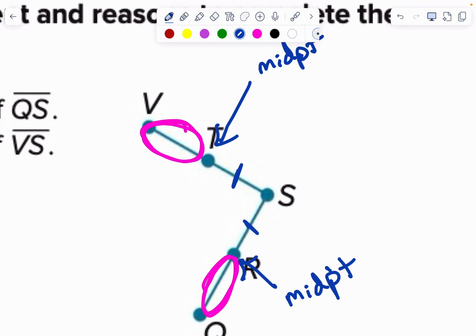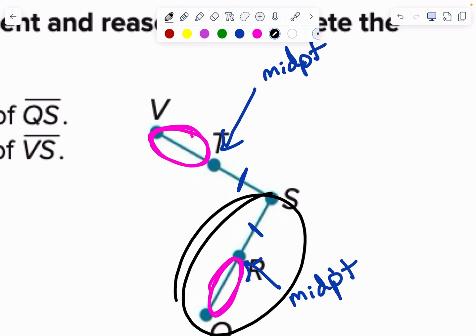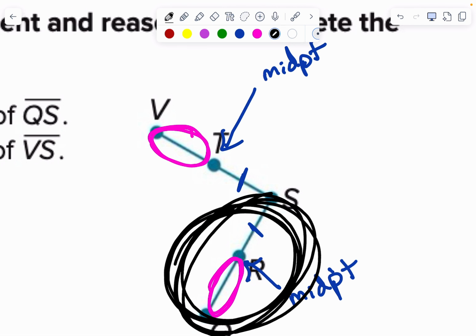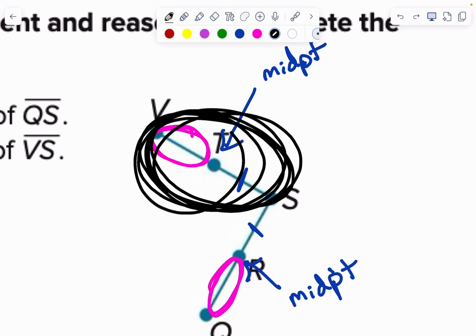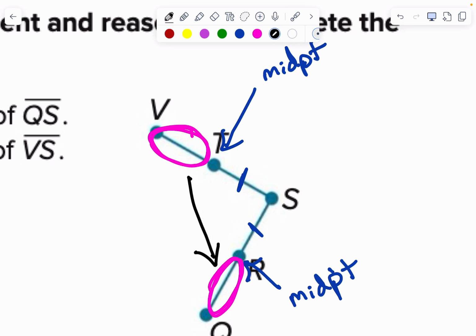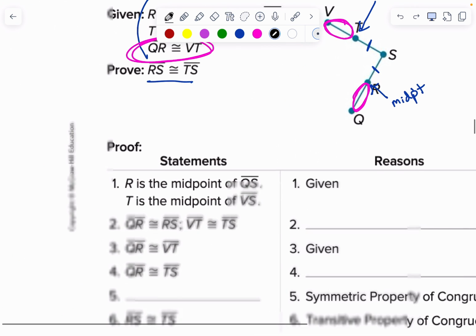Okay? So here's my thought process. Ready? If I know that this guy is the midpoint from here, those two pieces should be the same. If this guy has a midpoint, then those two pieces should be the same. And if these two pieces are the same, shouldn't these two pieces be the same? Because all 4 pieces should be the same, right? Does that make sense? So that's like us talking through this proof. Now we got to show why that is. VT equals QR, then TS should equal RS, right? So we got to go through and show why that is, all right?